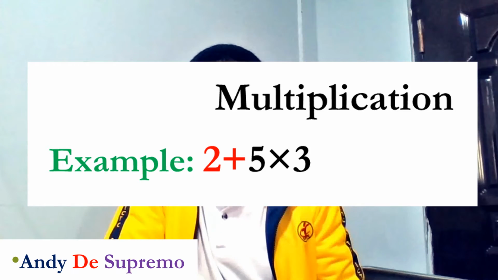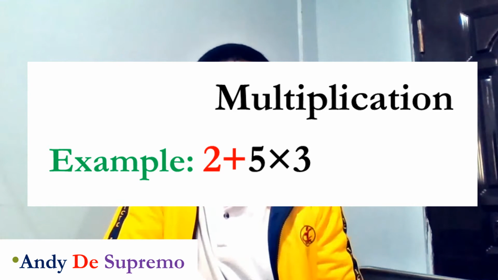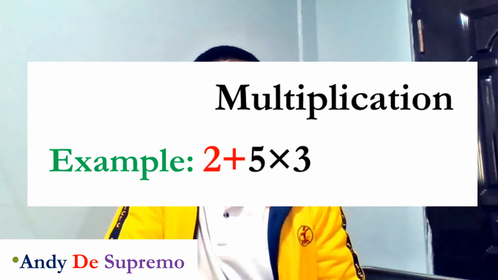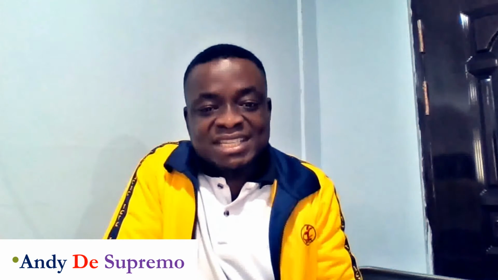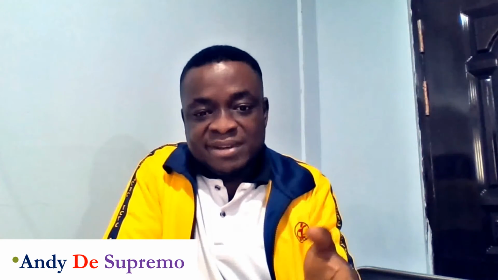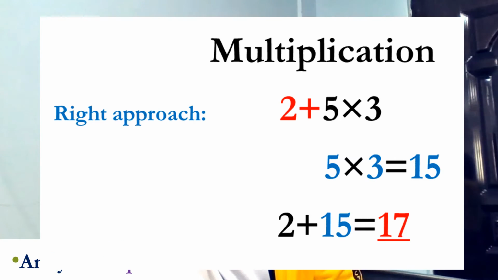Let's have one example here. We have 2 plus 5 times 3, which is equal to what? It says do the multiplication first. PEMDAS is telling you do the multiplication first before the others follow. So 2 plus 15, that is 3 times 5. 3 times 5 is 15, and then you bring your 2. So 2 plus 15 will give you 17.